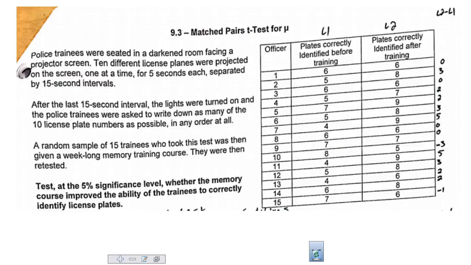In this case, police trainees were seated in a darkened room facing a projector screen. 10 different license plates were projected on the screen, one at a time, for 5 seconds each, separated by 15-second intervals. After the last 15-second interval, the lights were turned on, and the police trainees were asked to write down as many of the 10 license plate numbers as possible in any order at all.